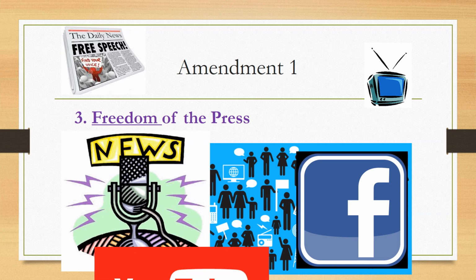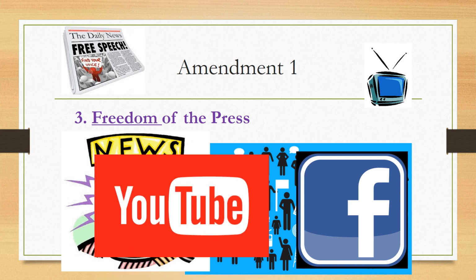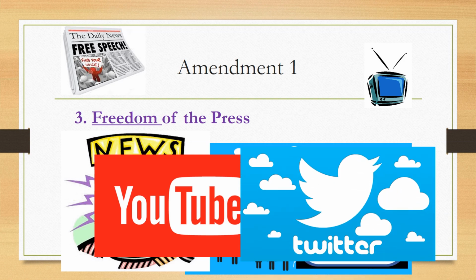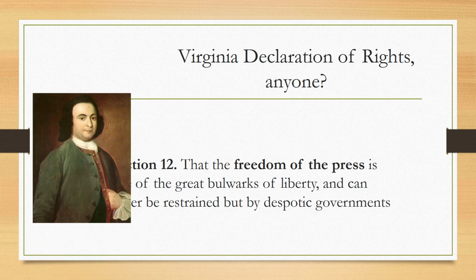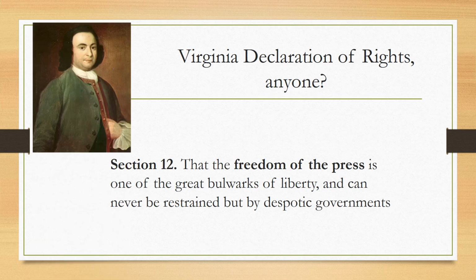Because of technology and social media, freedom of the press also includes these apps and these companies. So it's a huge freedom that we are able to have. We also see this again in the Virginia Declaration of Rights. George Mason again writes that freedom of the press is one of the great bulwarks of liberty, and it should not be restrained by governments.